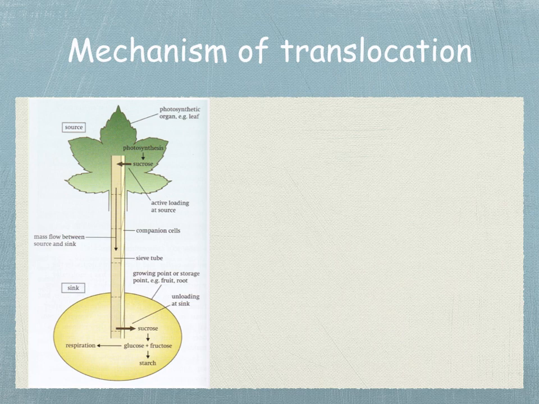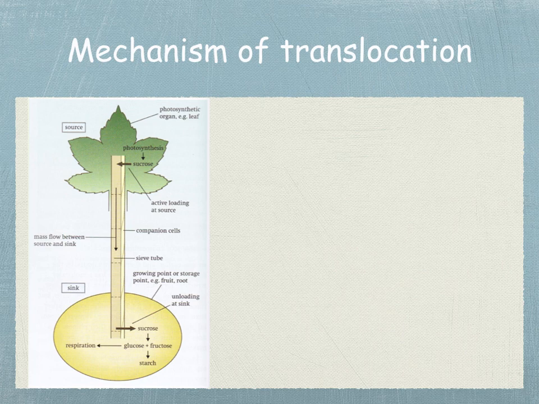Right, let's have a look at the mechanism of translocation. So the rate of transport in phloem is too fast to be explained by diffusion. This means it must be an active process requiring energy. It also occurs in large quantities, and there's still some resistance to flow. Now, what is in doubt is the precise mechanism of how translocation is achieved. Current thinking favors the pressure flow hypothesis.